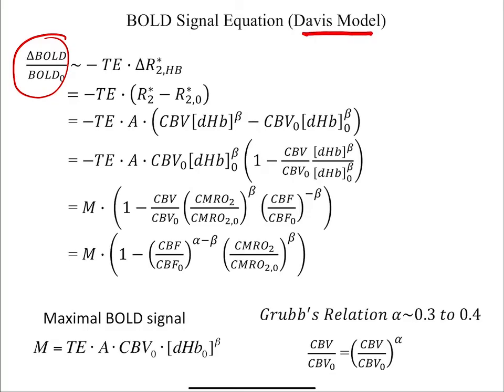It's trying to get the percent BOLD change into this term M, which is what's called the maximal BOLD signal, and it's looking at the relative change in blood flow and the relative change in metabolism. It's trying to boil all that down to one equation where we can look at the actual effects of blood flow and metabolism on the percent BOLD change. But I'm not really interested in deriving it. It's there for you to look at.